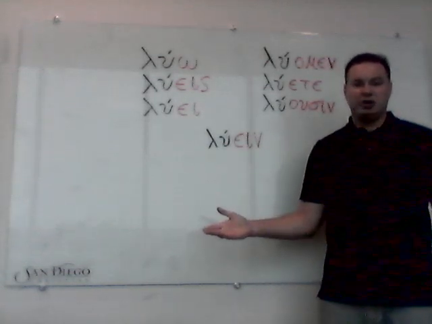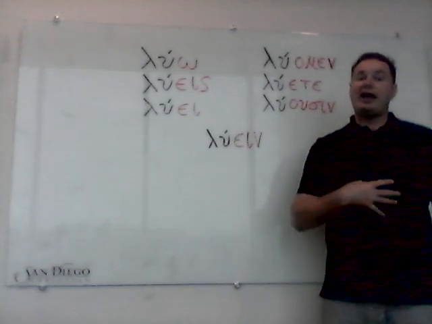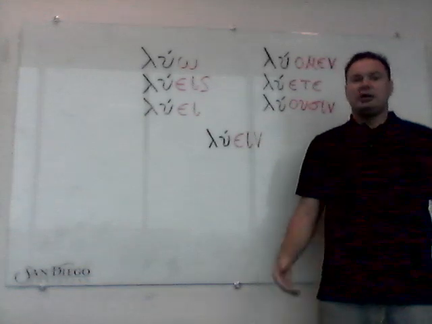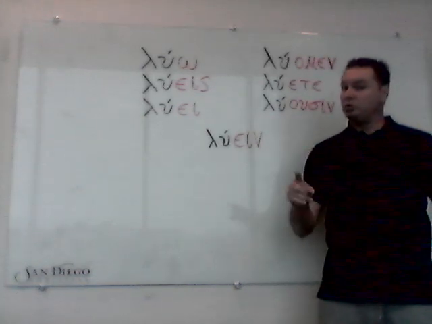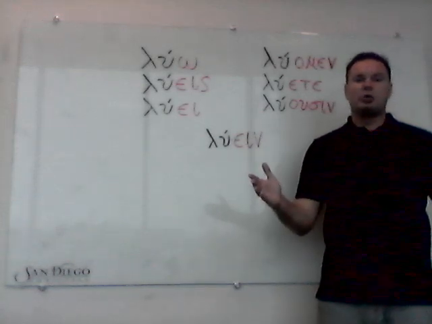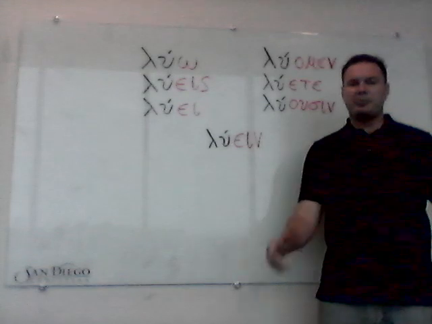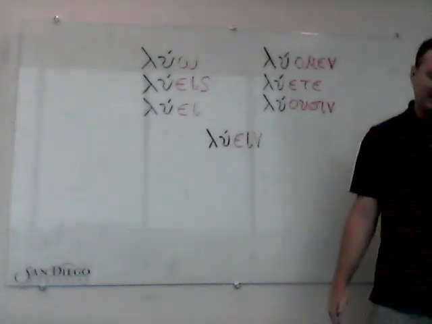The active voice means that the subject is acting. So I might say, I am speaking. But you all who are listening to me, we could say that you are being spoken to. So I am speaking would be the active voice, whereas you are being spoken to would be the passive voice, where the subject is being acted upon.